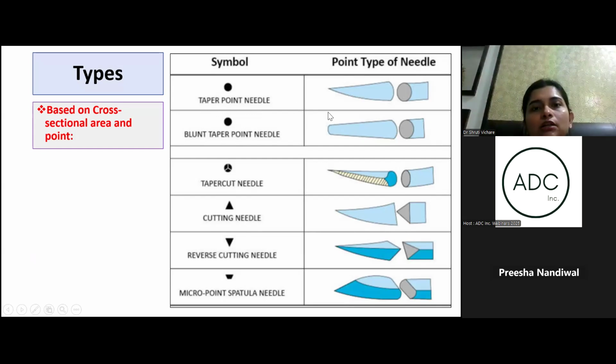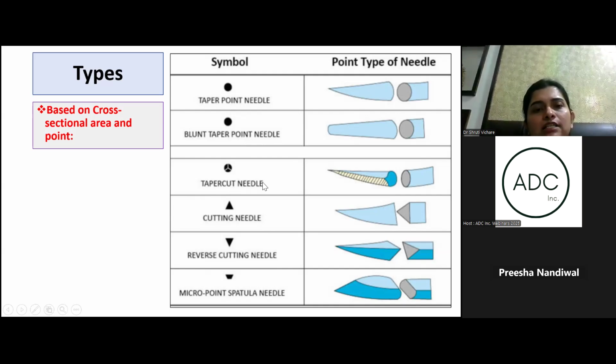And in this particular needle, what happens? From the suture attachment point to the needle point, the needle is progressively tapering, it is becoming narrow. In the taper point needle, the point is very sharp, it is pointed. In the blunt taper point needle, there is progressive tapering, but the tip of the needle, or the needle point, is not sharp, it is blunt. Okay, as the name suggests.